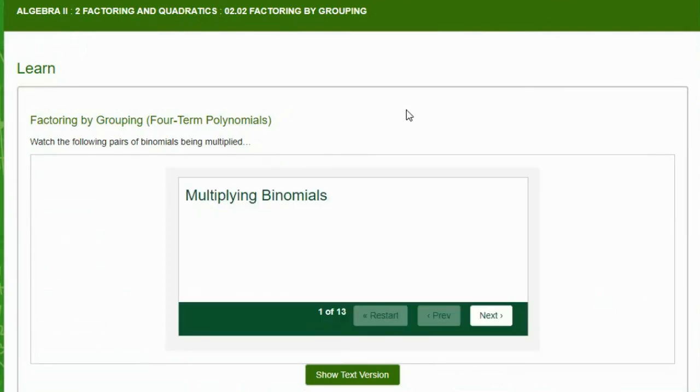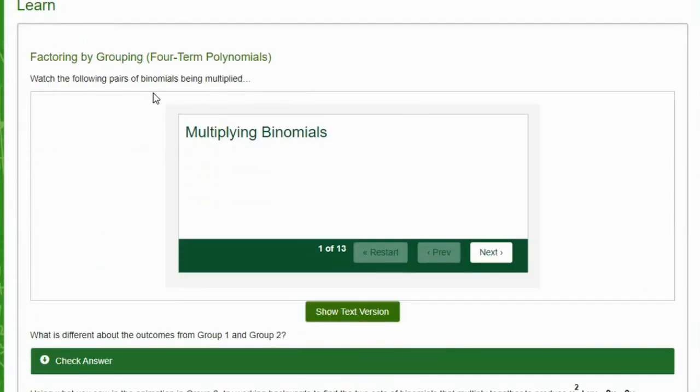Page 2. This has 10 pages on this lesson. Factoring by grouping. Watch the following pair of binomials being multiplied. Okay, t plus 3 times t plus 11. t times t is t squared. t times 11 is 11t. 3 times t is 3t. 3 times 11 is 33. Okay, so we see how we ended up there? Now let's look at another one. Oh, wait. They simplify it. They got to put the 11t and 3t together. So we got t squared plus 14t plus 33.